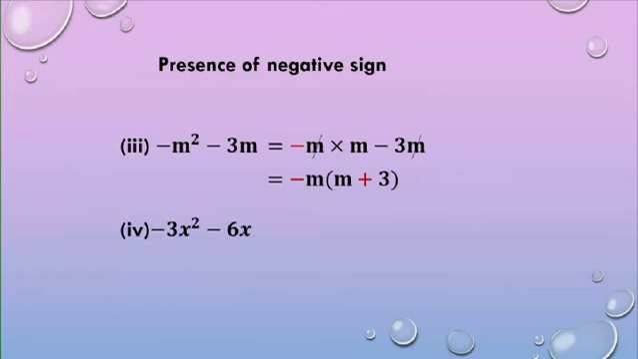Minus 3x squared minus 6x. What can you see here? The letter x is common, but we do have a common factor of 3 and 6, which is, of course, 3. With the negative sign and the x as common factors, we have minus 3x into x plus 2. Why? Because dividing minus 3x squared by minus 3x, we have x, and dividing minus 6x by minus 3x, we have positive 2. So factorizing minus 3x squared minus 6x, we have minus 3x into x plus 2.